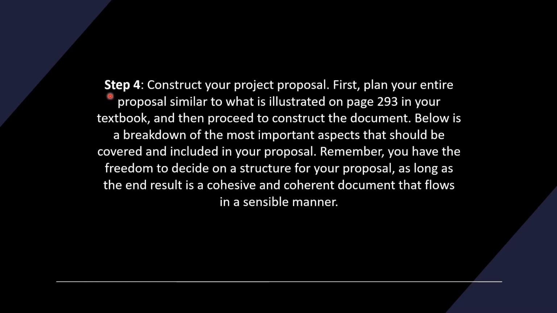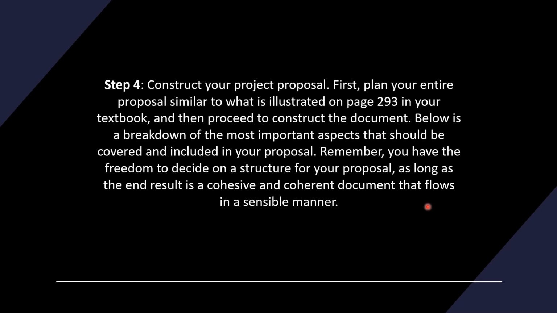Then moving into step 4. Step 4 is construct your project proposal. First, plan your entire proposal similar to what is illustrated on page 293 in your textbook. I highly suggest going and looking at this. Very good example. Very easy once you've seen it, and that'll be the first thing that you'll do for your assignment, obviously after you've chosen the social or environmental issue that you decided to go after. Okay, and then proceed to construct the document.